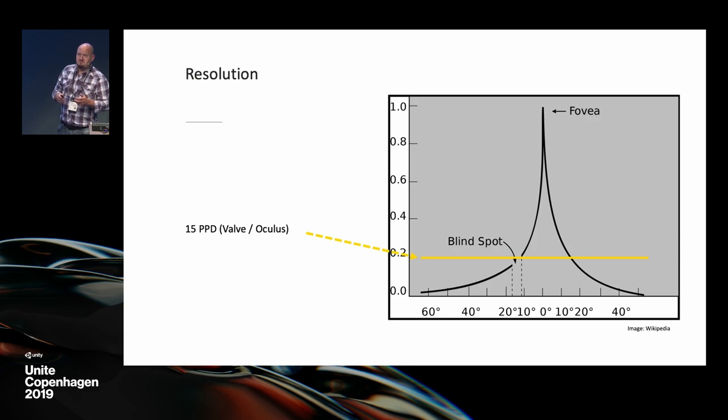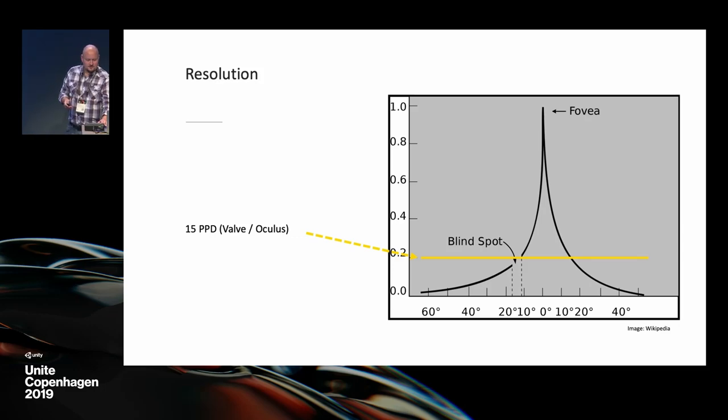Okay, so why don't we just render everything at the 1.0 level there? First of all, there is no display hardware that is capable of such resolutions. Also, current generation GPUs would have to render something like 35 megapixels per frame at 90 hertz, and no GPU can do that, not for several years.